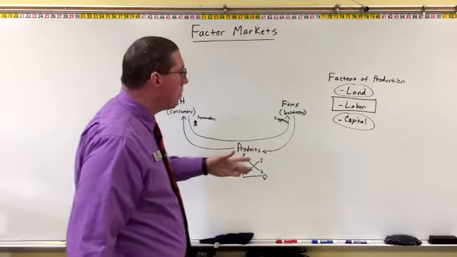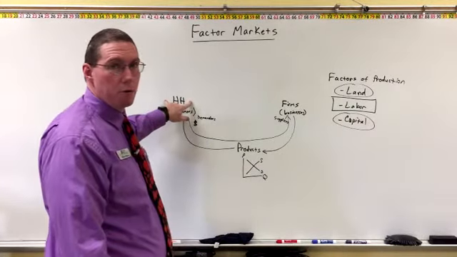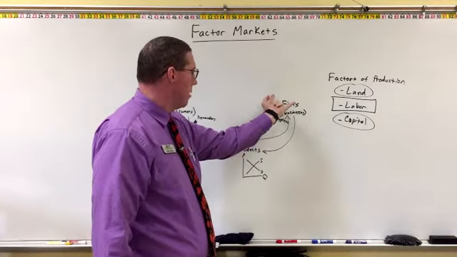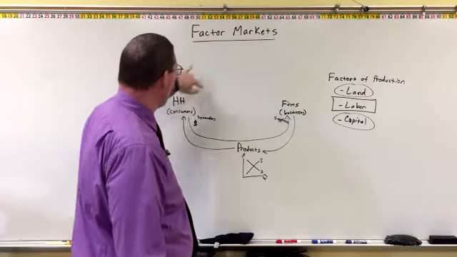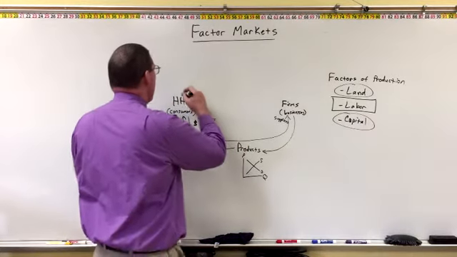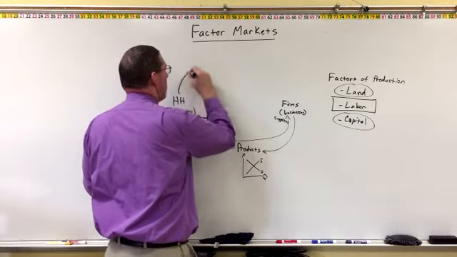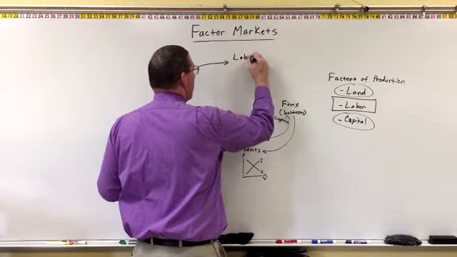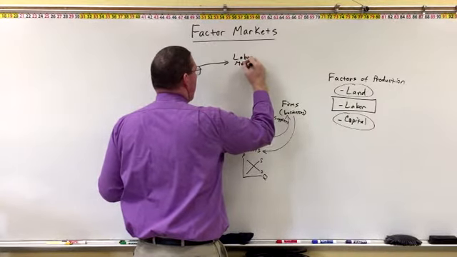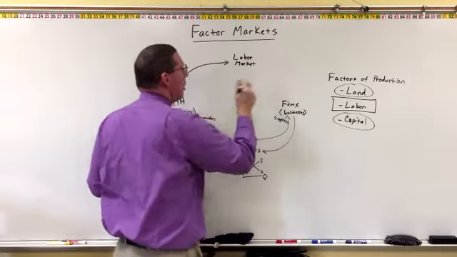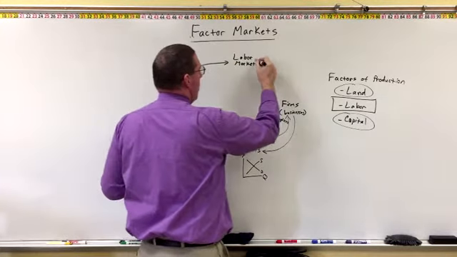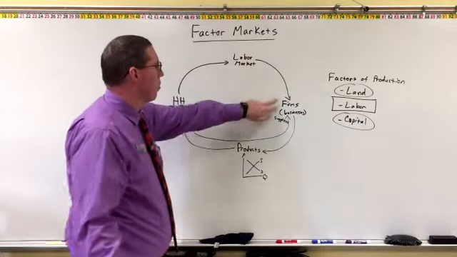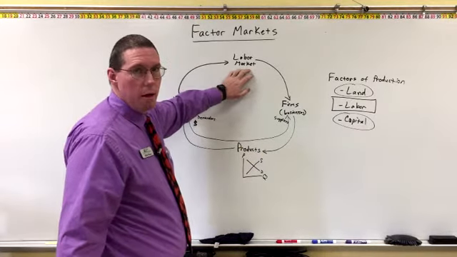And where does labor come from? Labor comes from households. Those the very same people that are buying the products from the businesses are also working for the businesses. And so households are providing the labor. We're going to say labor market, which is one of the factor markets. And so households provide labor to the labor market, and firms purchase or rent.